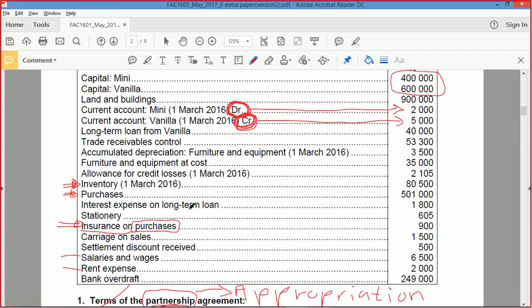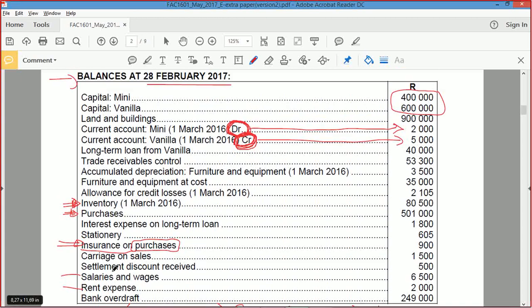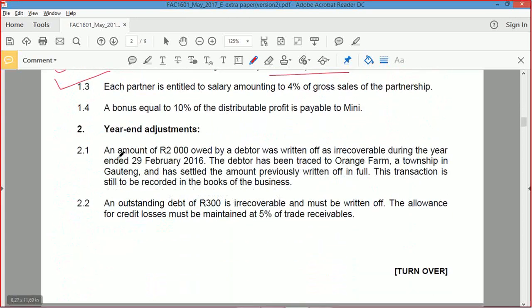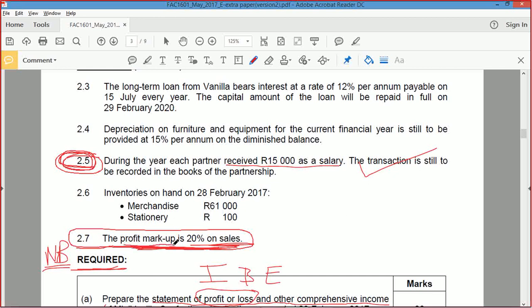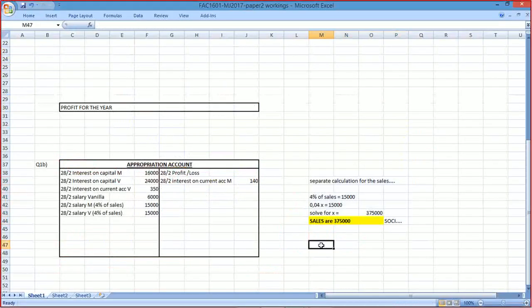Okay, you're drawing up the income statement, but did they give you a profit line item here? No, they didn't. Okay, there's no profit here. They tell you it's 10% of the distributable profit. Do you agree? Yes. And then later on, we read a note here. The profit markup is 20% on sales. So can I work out the profit from the sales? Yes, I could. Okay, so let's write that down.